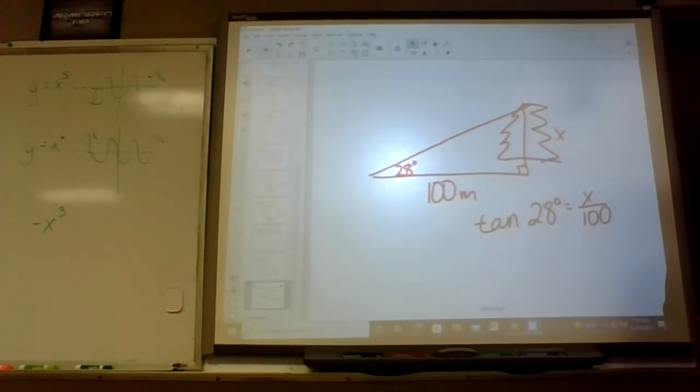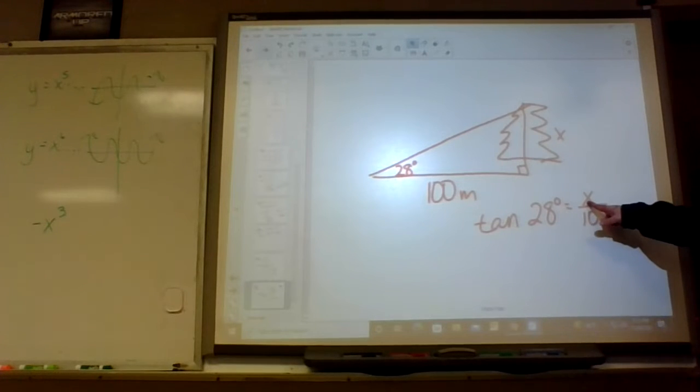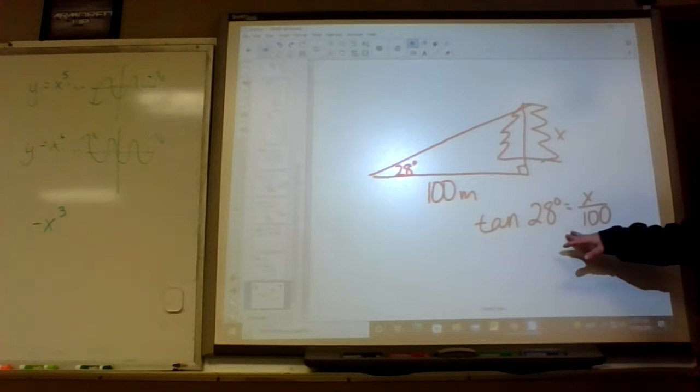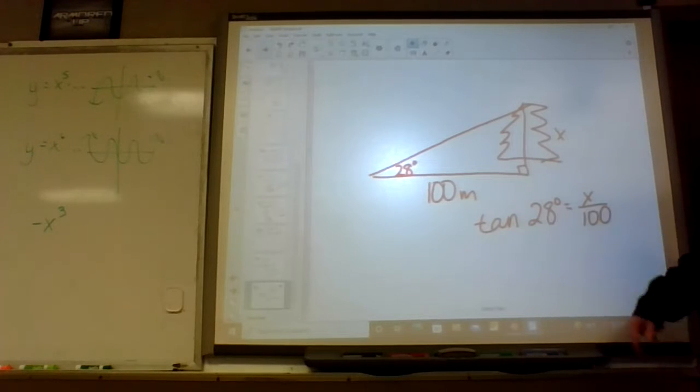I did that. I forgot what to do. I got tan 28 equals x over 100, but I just kind of forgot what to do. Well, we were trying to solve for x, so if it's x divided by 100, you multiply by 100 to get rid of it. So whatever that is times 100.